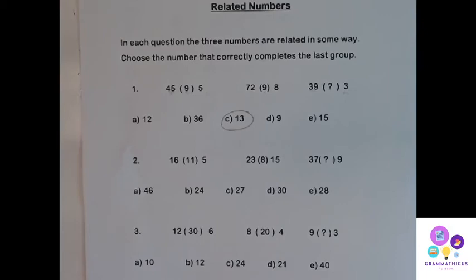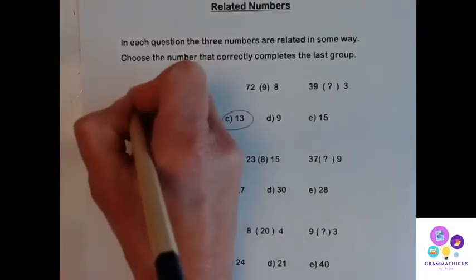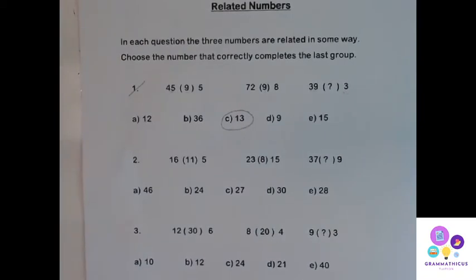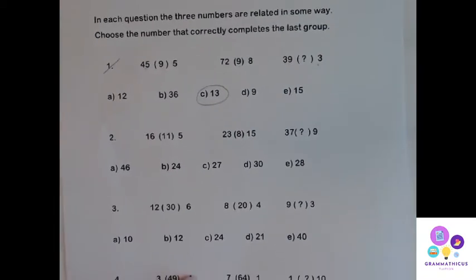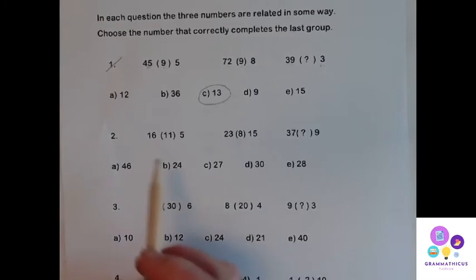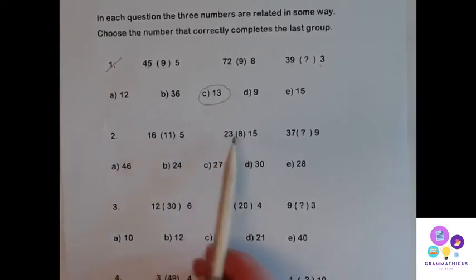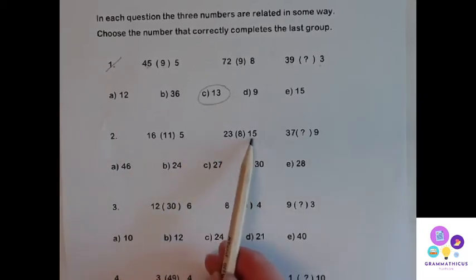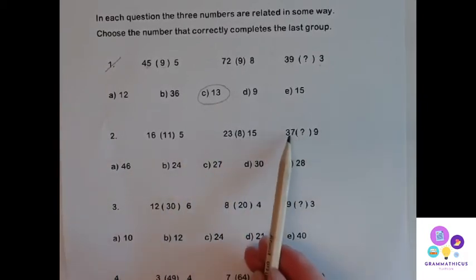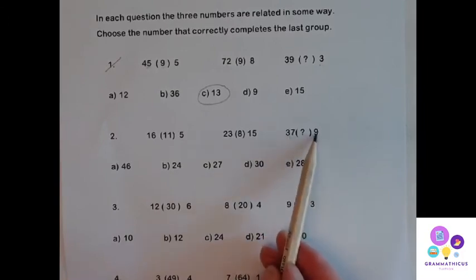I'm going to transfer that information onto my multiple choice answer sheet, and once I've done that, I'm going to cross out question 1. Let's look at the second question we've got. I've got 16 and 5, and we've got 11 in the middle. 23 and 15 and 8 in the middle, and then we've got 37 and 9.